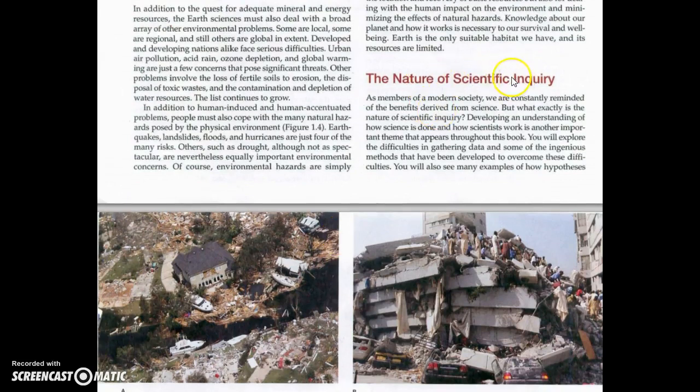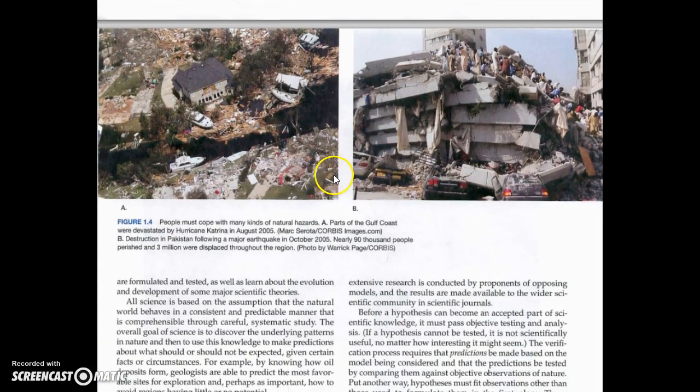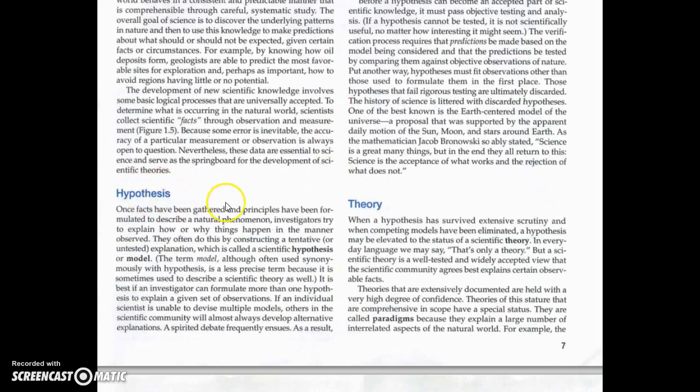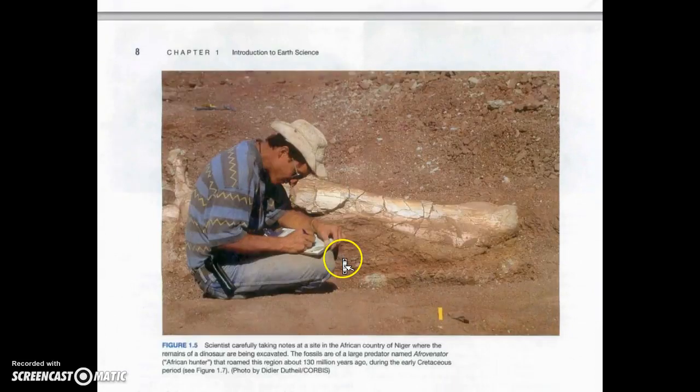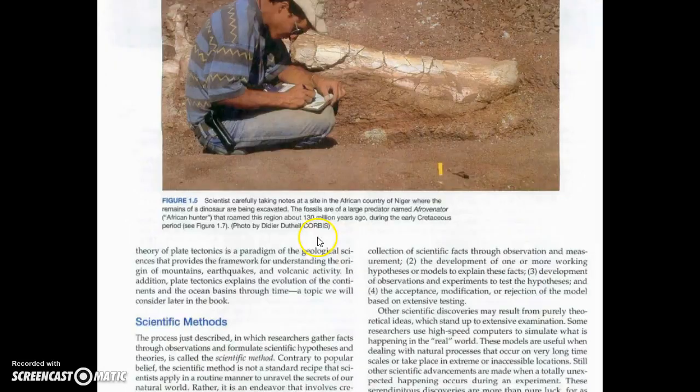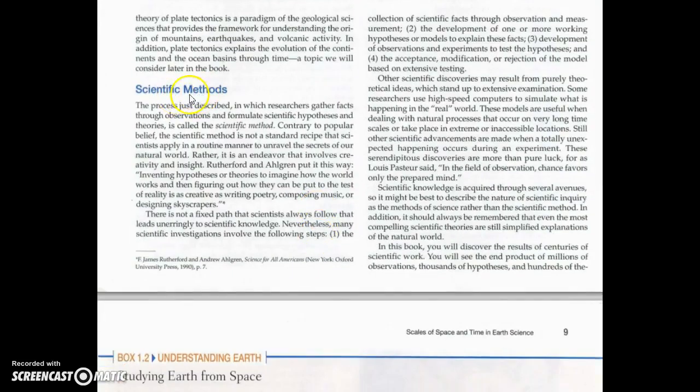Moving on here, the nature of scientific inquiry, essentially the ability to ask questions and go about solving them, very important. We are going to keep moving on here. Hypothesis, theory, different parts of how science goes about its business. Here we have a scientist taking a look at a dinosaur bone. And let's see, keep moving on. Scientific methods, simply a process of doing science.